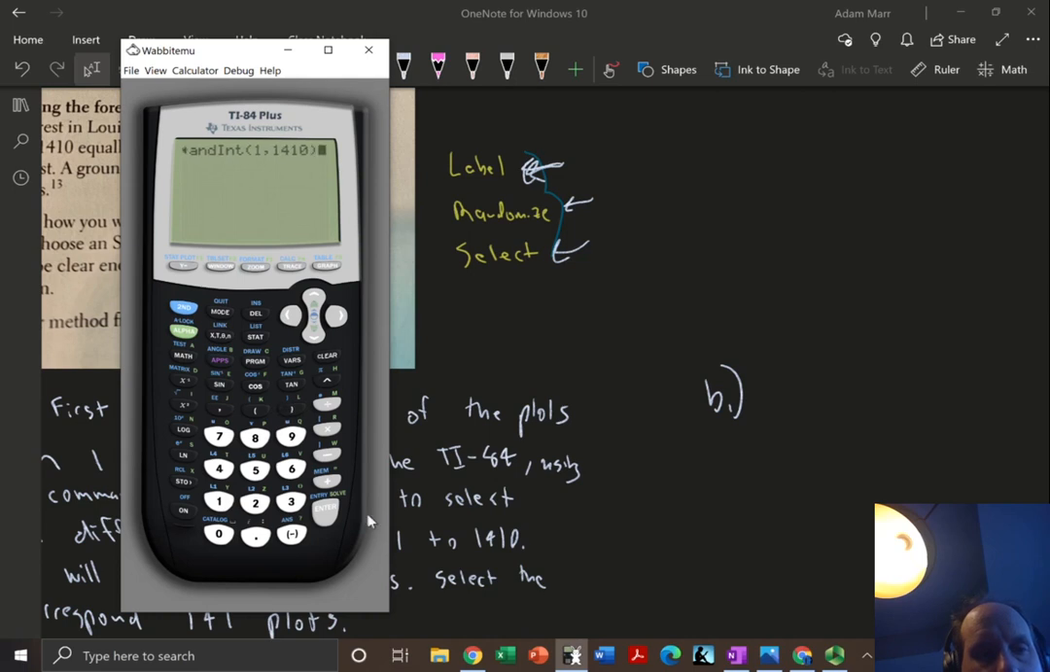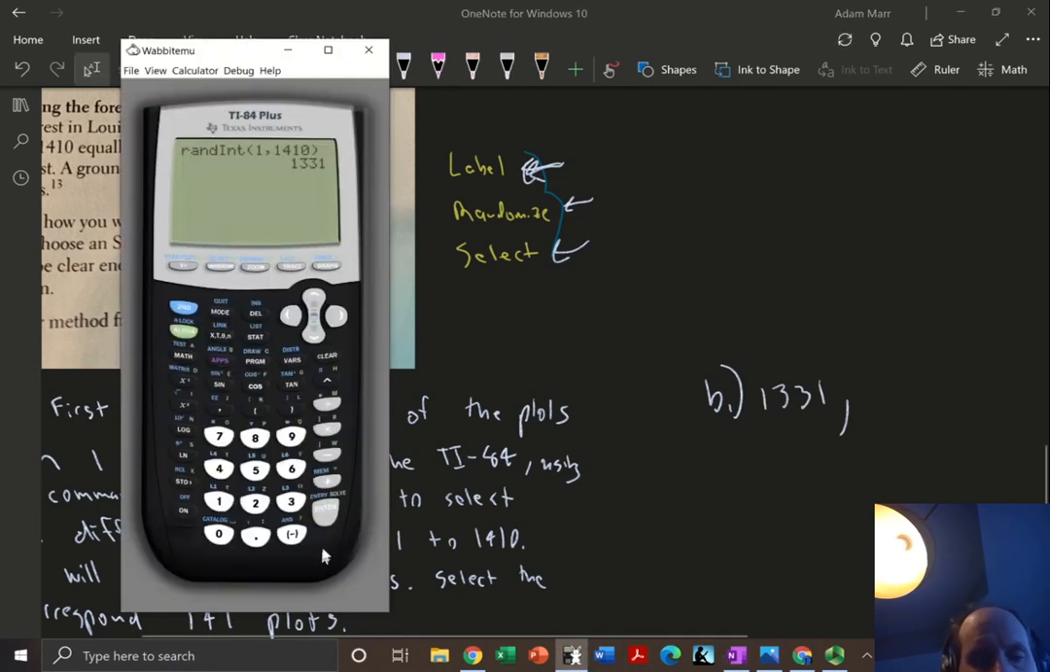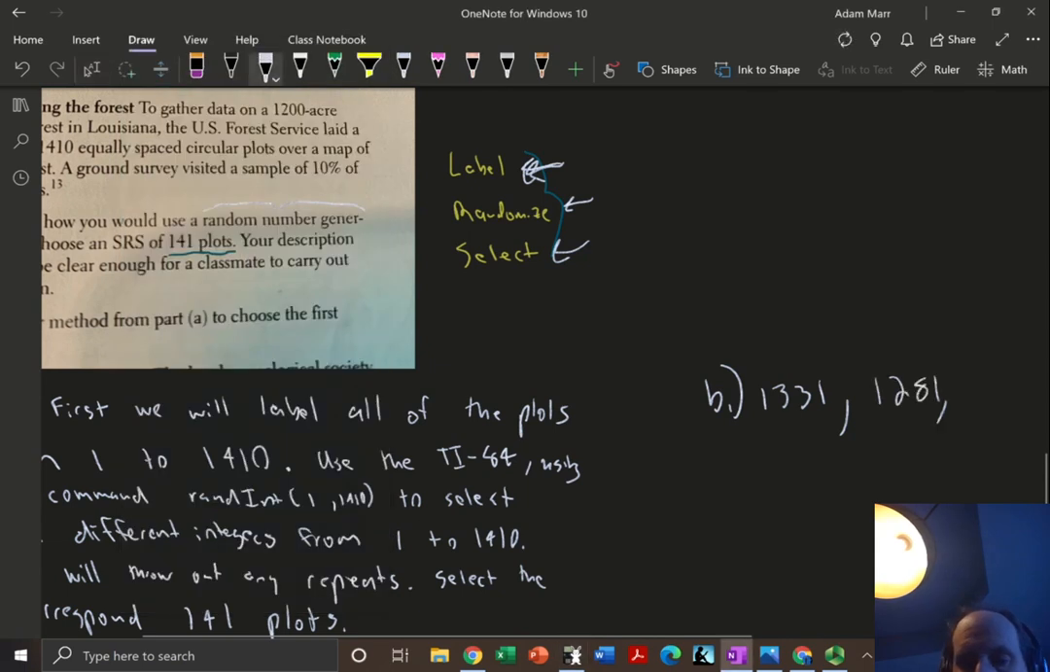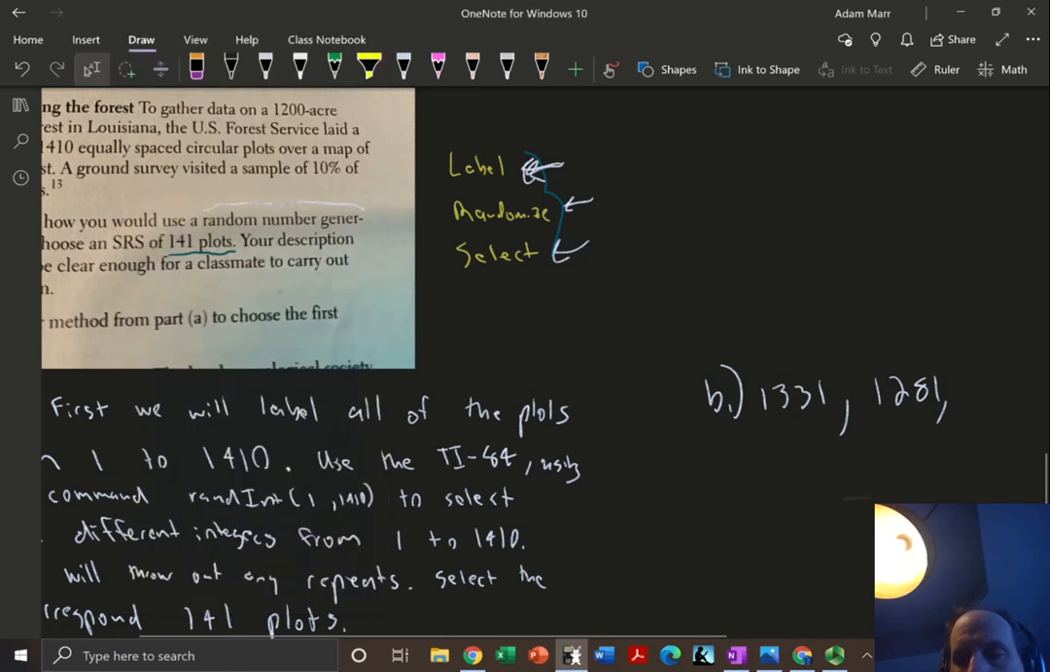I'll close that up. And now they just wanted to come up with 3 plots, so it's going to give a number each time. The first number we come up with is 1331. The next number we come up with is 1,281. And the next number we come up with is 207. That's it.